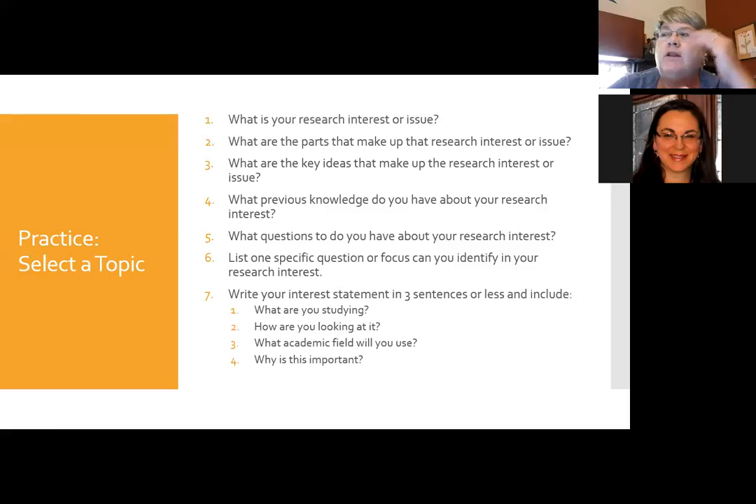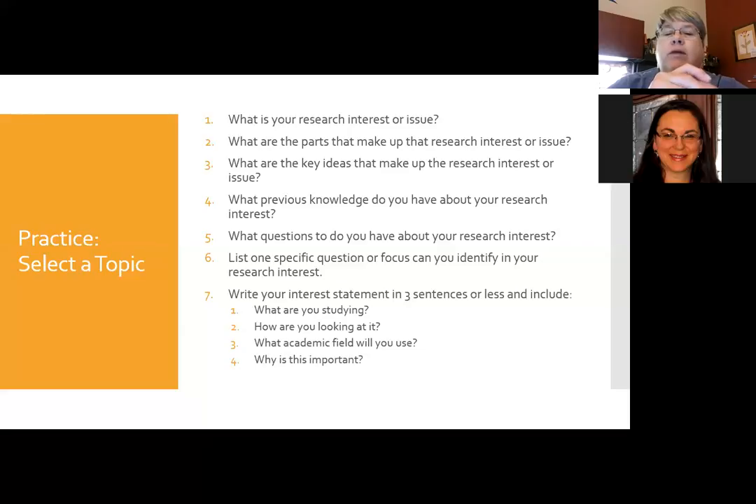Pick a specific one that you can focus on. And then be able to write your research interest in about 3 sentences or less. What are you studying? Give a short definition of what it is that you're looking at.